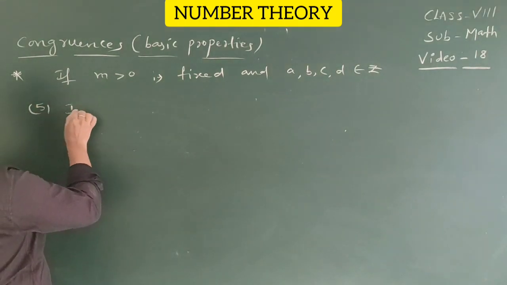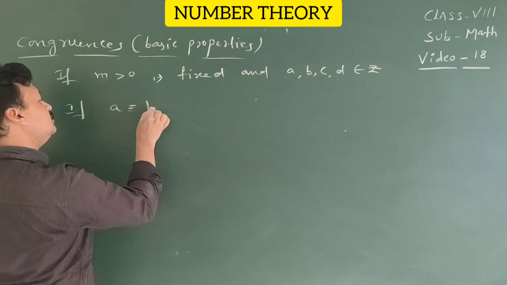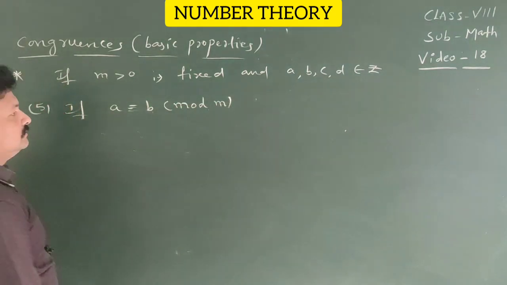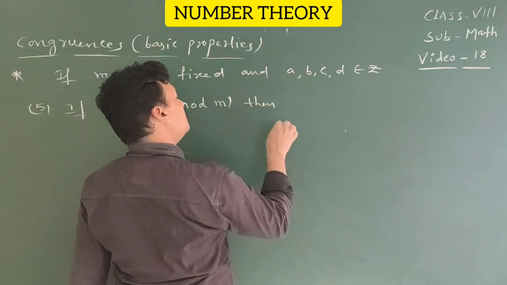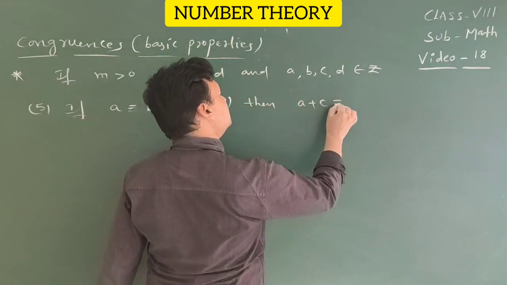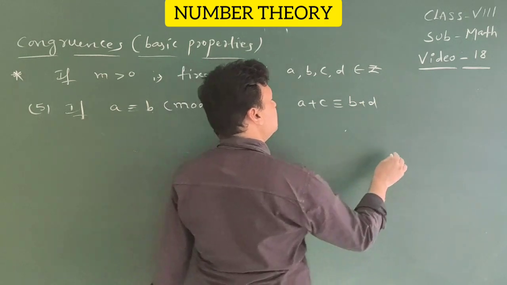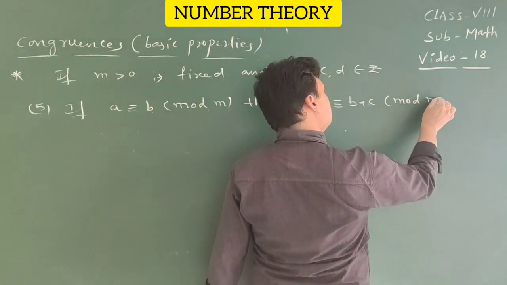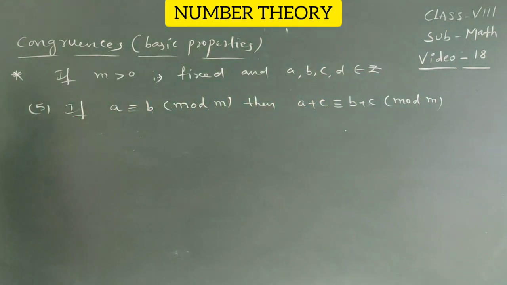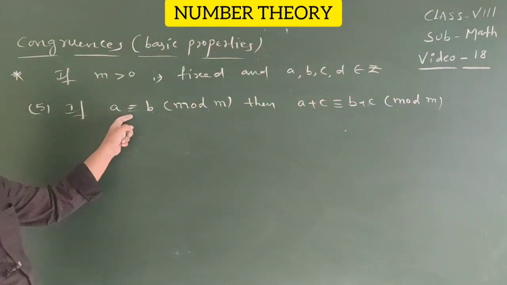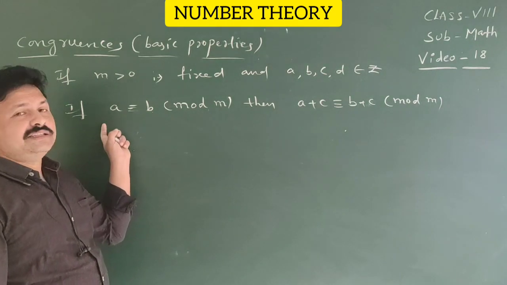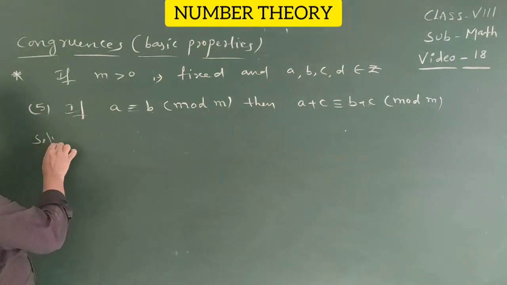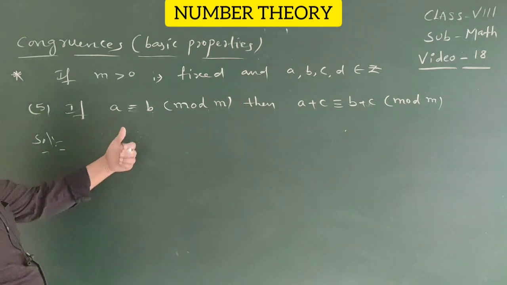Fifth, if A is congruent to B to the mod M, then A plus C is congruent to B plus C to the mod M. A is congruent to B, and we can add the same thing to both sides of the congruence. There is no change in this given congruence.